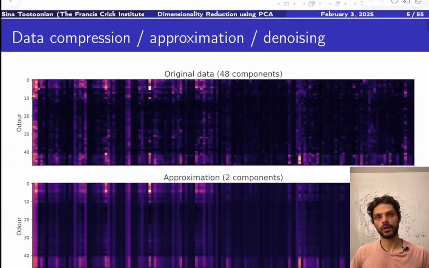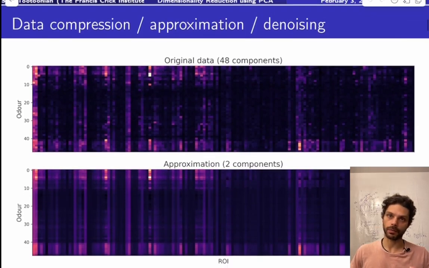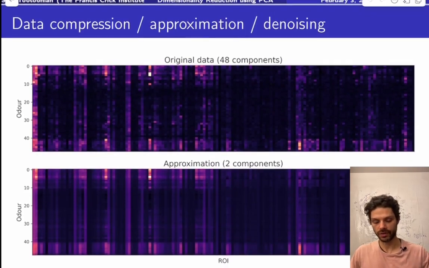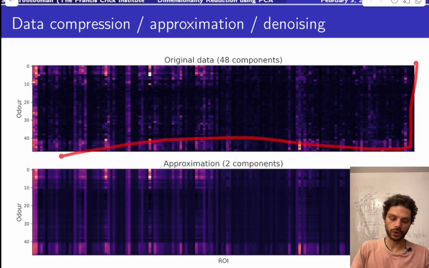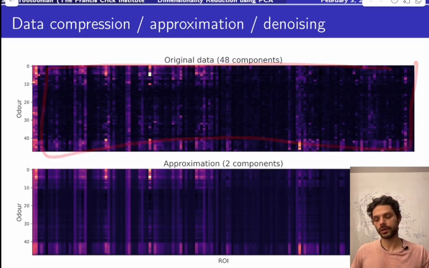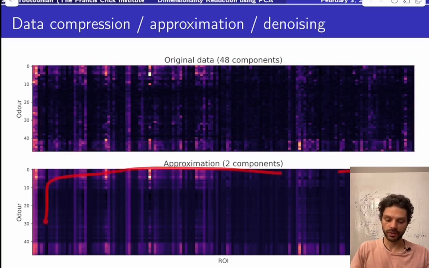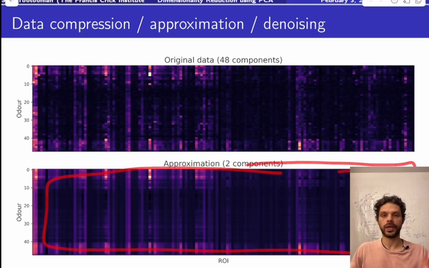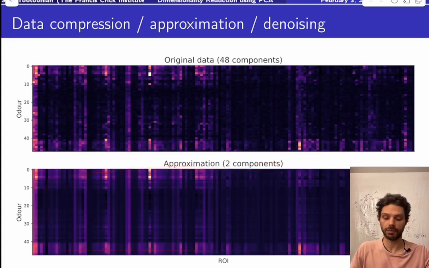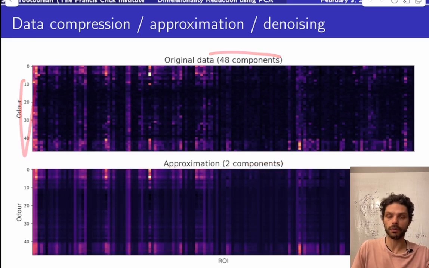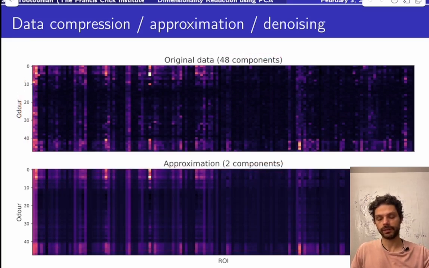Another motivation is that of denoising or data compression or approximation. These are all very similar things. So here's again our original data matrix, and there's a lot of structure there, but it turns out that we can actually approximate it pretty well if we use just the first 2 principal components, right? The number of components available in this case would be about 48, the smaller of these 2 numbers.